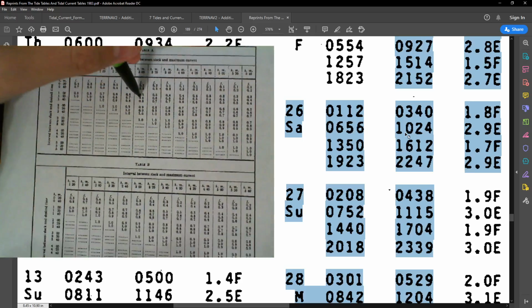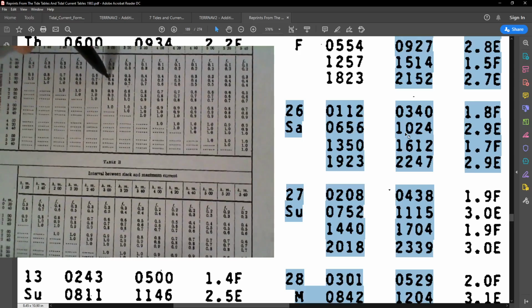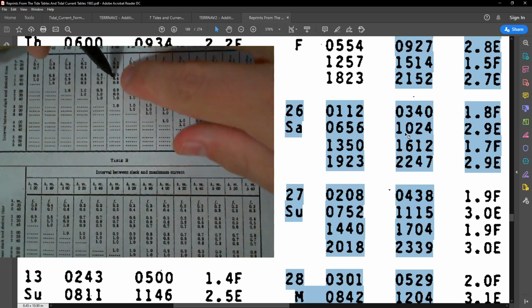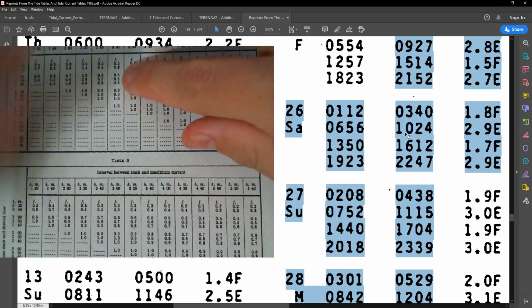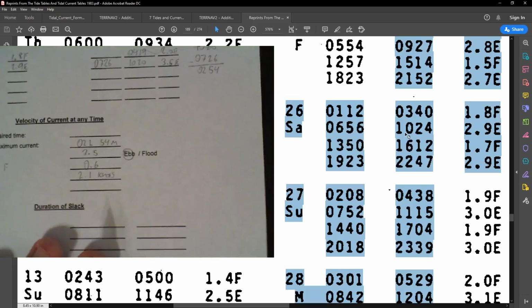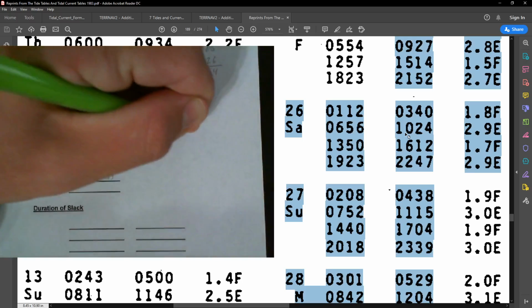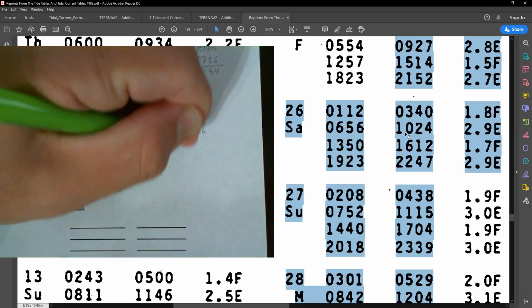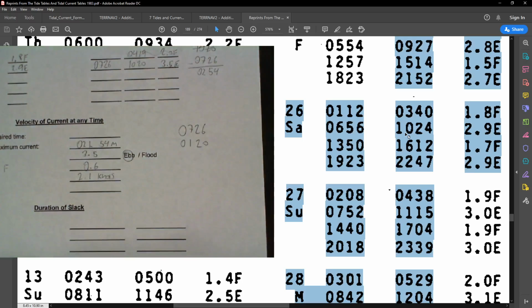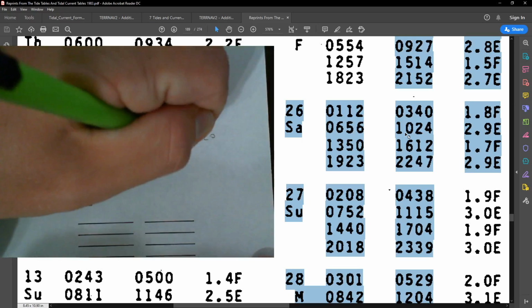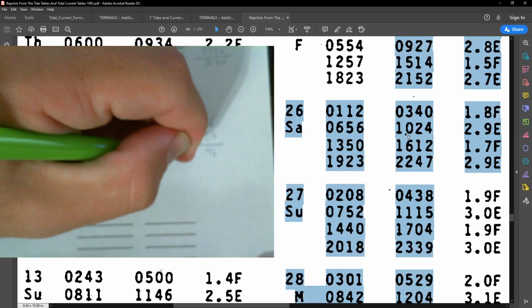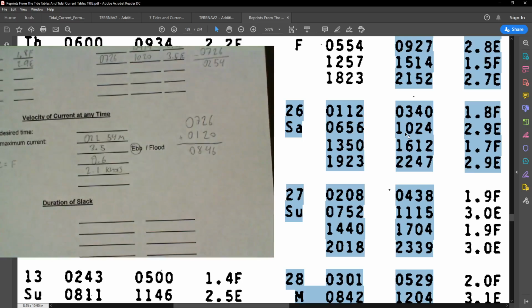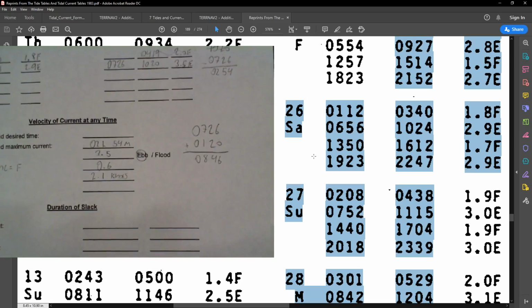Now we have that. Let's go down to here. Let me zoom in a little bit so you guys can see that. 0.6. 0.6 goes to 1 hour and 20 minutes. As there's between our slack and desired time. So let's take 1 hour and 20 minutes over here. And our slack is 0726 plus 0120. So we're going to simply just add these two together. We're going to get 0846. And our answer that we have found is 0846.